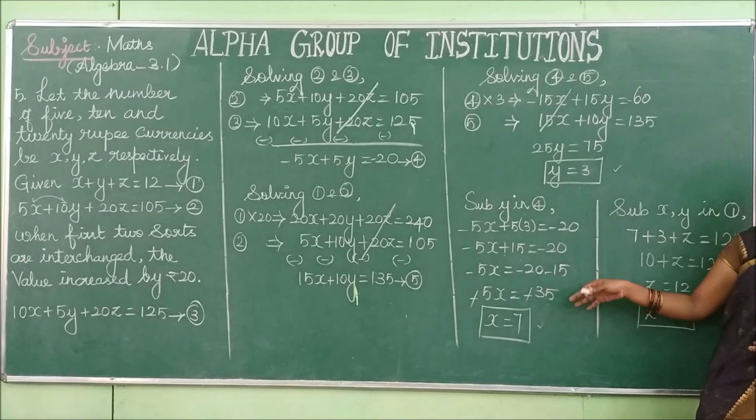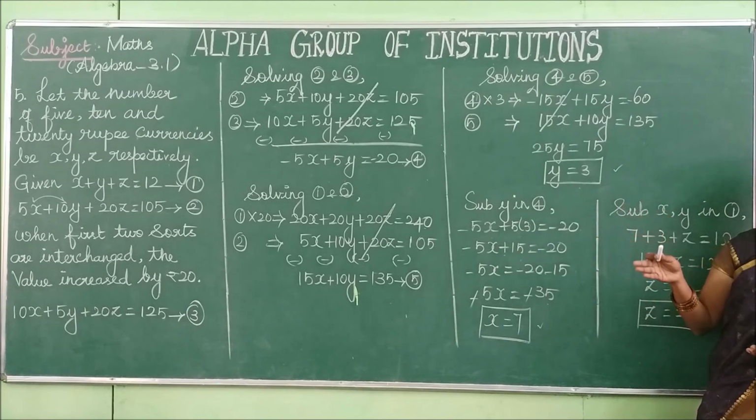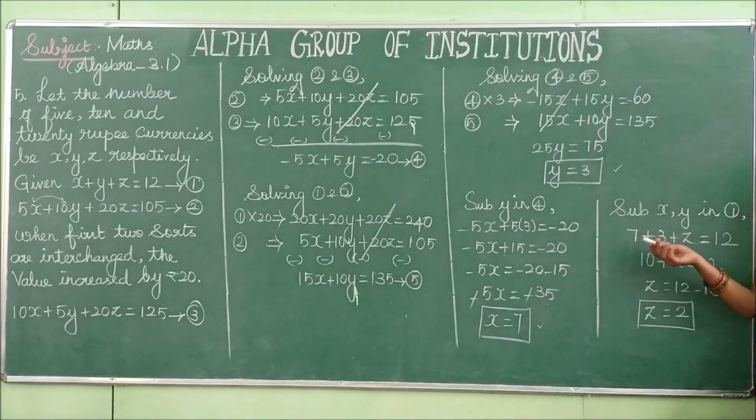So substitute this x and y value in the first equation. What is the first equation? x plus y plus z equals 12. Instead of x, you can substitute 7. Instead of y, you substitute 3, plus z equals 12. We need only z. So for that, take this number to the other side. So z equals 12 minus, this positive comes to the other side as negative. Subtracting those values, you get 2. So the z value is 2.